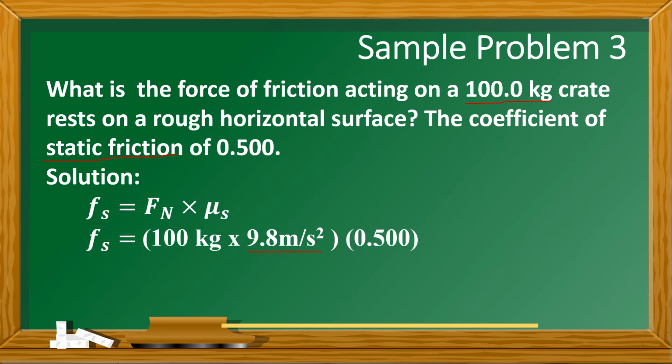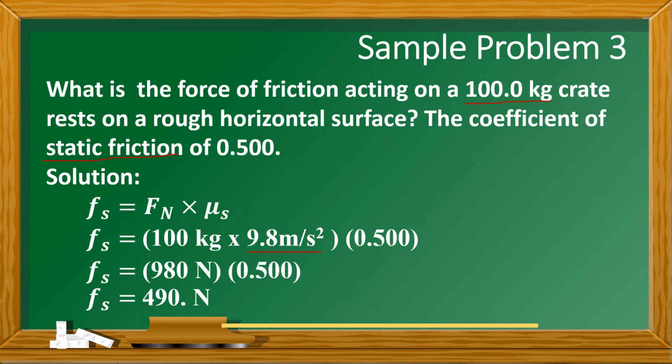Then our coefficient of static friction is equivalent to 0.500. So 100 kilograms times 9.8 meters per second squared gives an answer of 980 newtons, multiplied by the coefficient of static friction, which is 0.500. And the answer is 490 newtons. So in this problem, the force of friction is equivalent to 490 newtons.